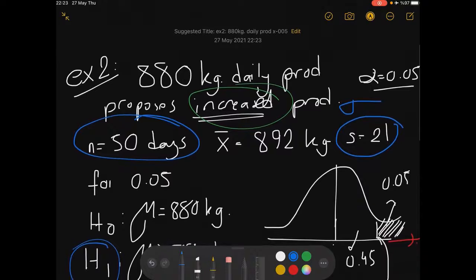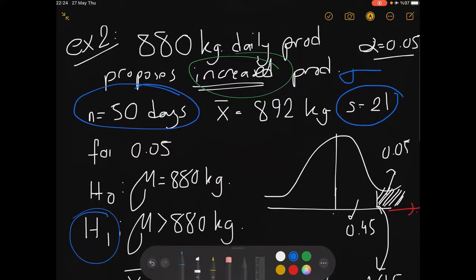Yeah, this new method has increased your production capacity, and we're saying this with a confidence of 95%. Okay, and the probability of making a type 1 error here is, in our words, 5%. With this confidence, we're concluding that this new method has increased production.